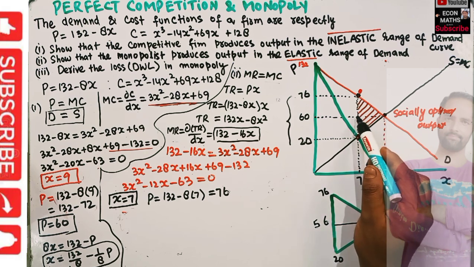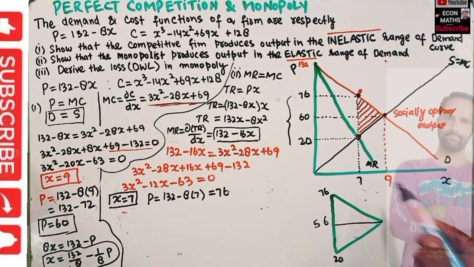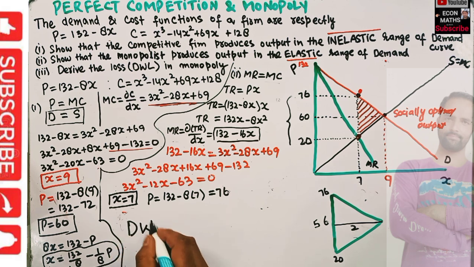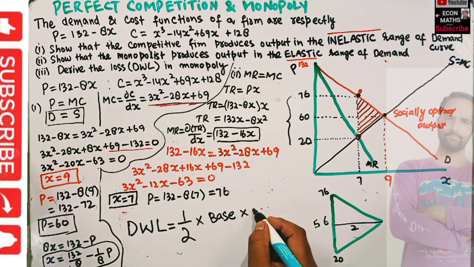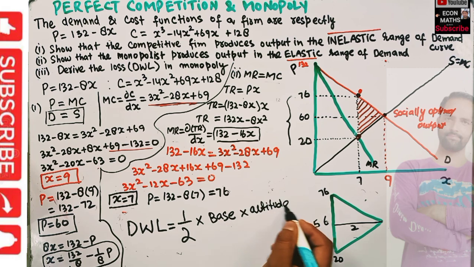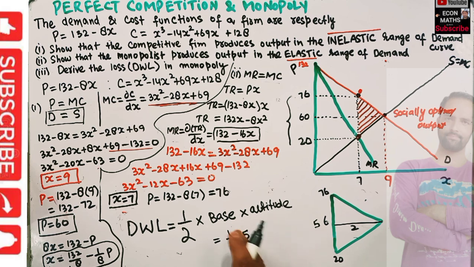And what is the height here? So the height is up to this, it is 7, here it is 9. So 9 minus 7 is 2. Okay, the height is 2. Now deadweight loss in case of monopoly will be equal to 1/2 of base into altitude, what we call the perpendicular height, which is equal to 1/2 of 56 into 2. So the 2 and 2 get cancelled. We got 56 as deadweight loss. Okay, so deadweight loss in case of monopoly will be 56.